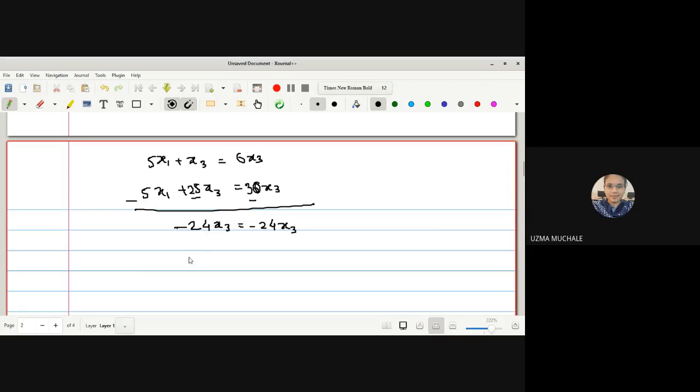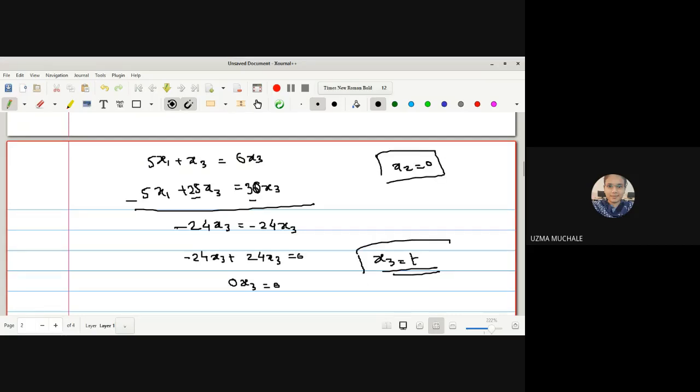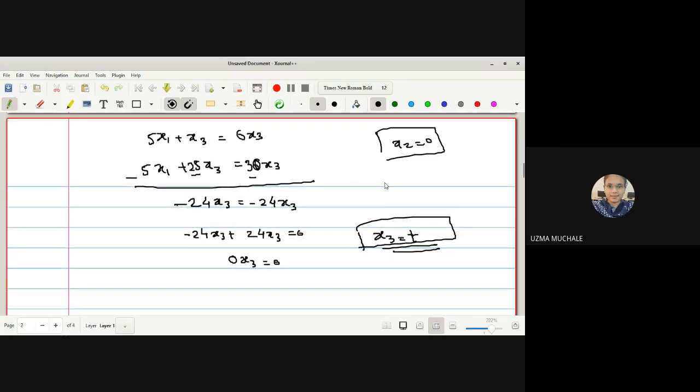Okay, if I take this here, minus 24x3 plus 24x3 is equal to 0, which means 0 times x3 is equal to 0, so we can take any value of x3. x3 is any term t, because the coefficient of x3 we are getting here is 0, right? So first we got the value of x2 as 0, x3 is some t, it can take any value. Similarly, find x1.